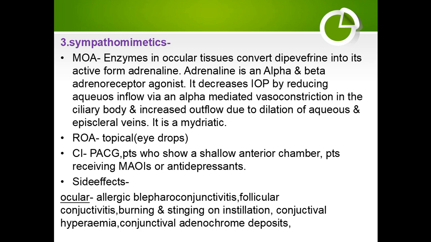So the third choice of drugs are sympathomimetics. What is the mechanism of action of sympathomimetics? Enzymes in ocular tissues convert dipivefrin into its active form adrenaline. Adrenaline is an alpha and beta adrenoreceptor agonist. It decreases intraocular pressure by reducing aqueous inflow via an alpha mediated vasoconstriction in the ciliary body and increased outflow due to dilation of aqueous and episcleral veins. It is a mydriatic. So what is mydriasis? It is nothing but dilation of the pupil.